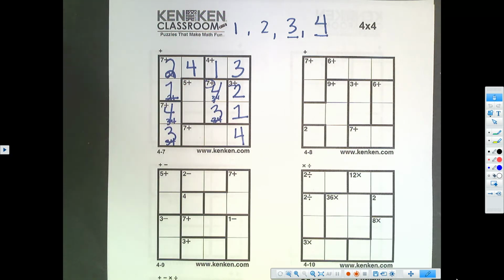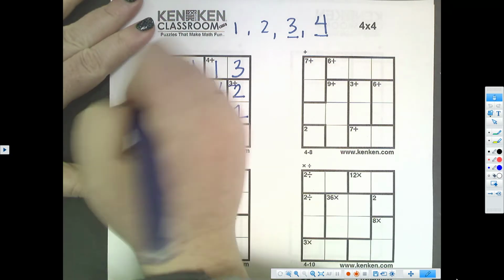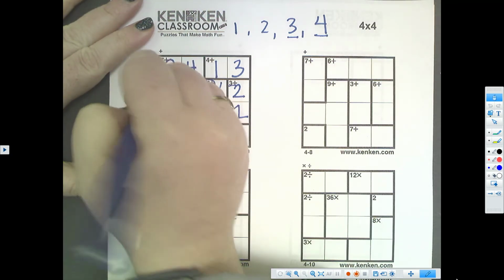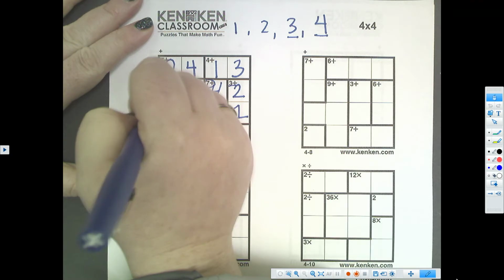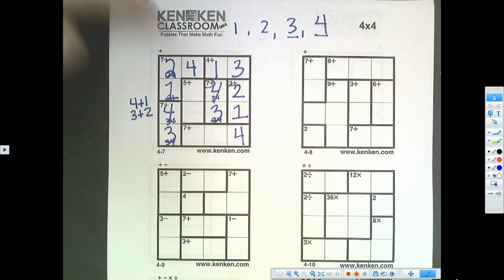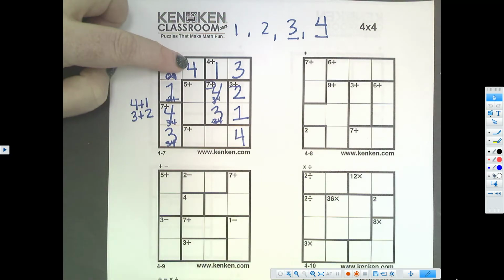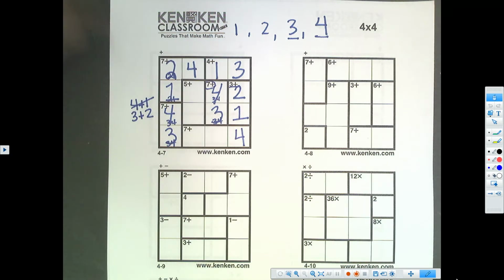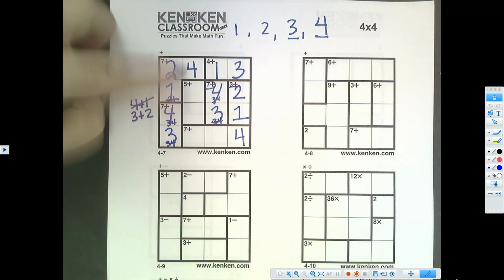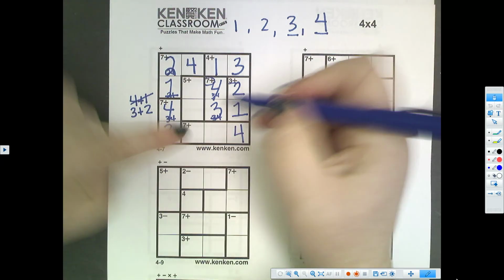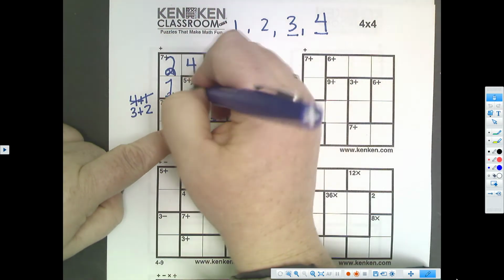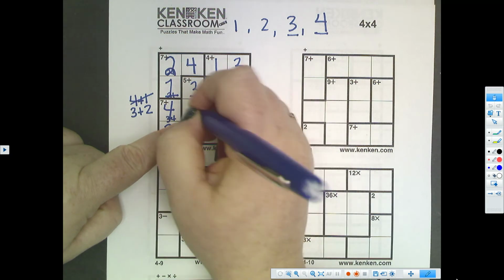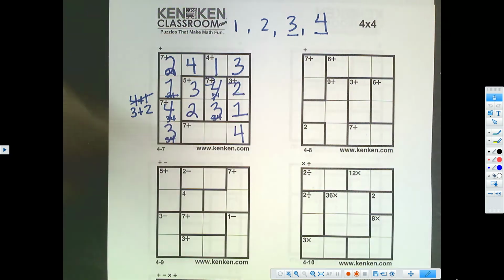Now 5 can be made 2 ways. You can go 4 plus 1 or 3 plus 2. But I already used a 4 in this column, so I can't use 4 plus 1, which means this has to be 3 plus 2. I've already got the 3 there, so the 3 has to go there. The 2 was there, so I knew my 2 had to be in the bottom.